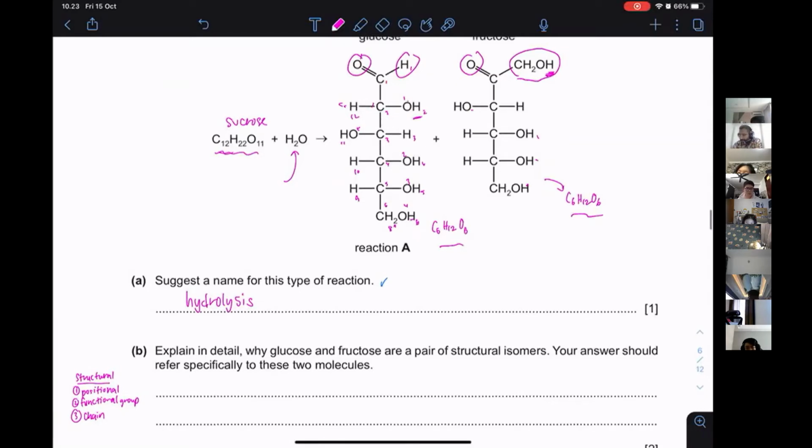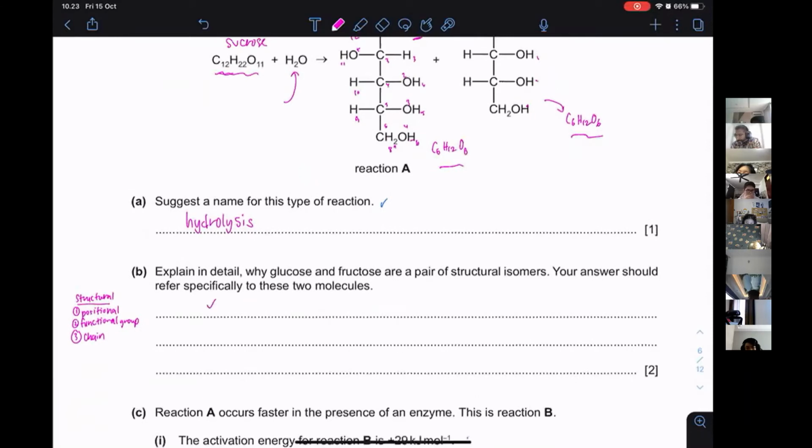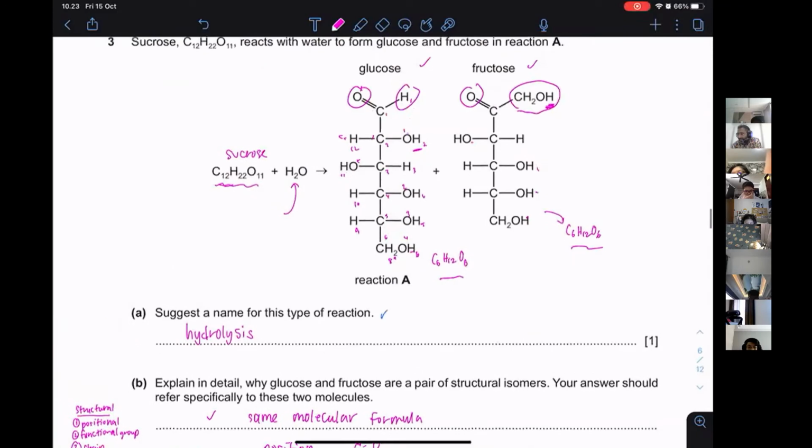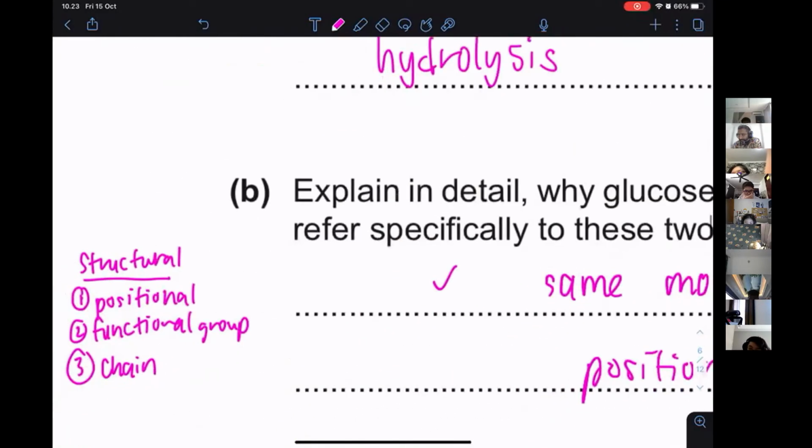I won't actually explain it over here. You just need to say they have the same molecular formula, and then mention the position of the carbon double bond O.